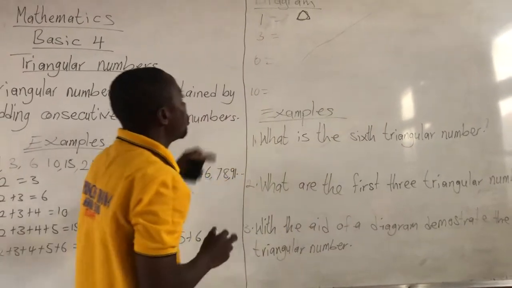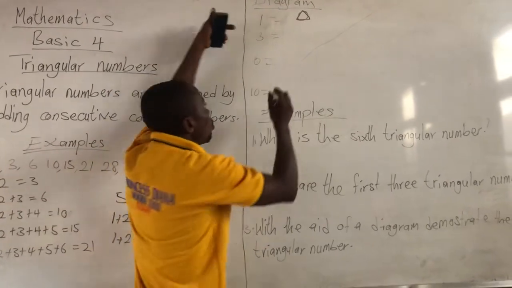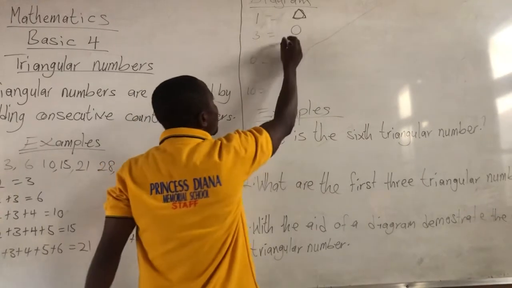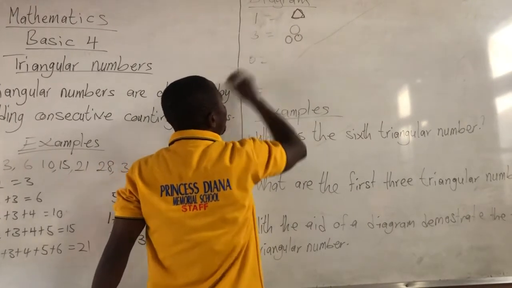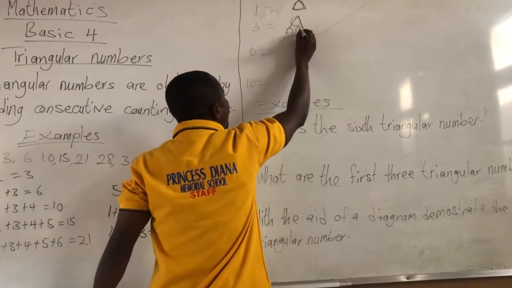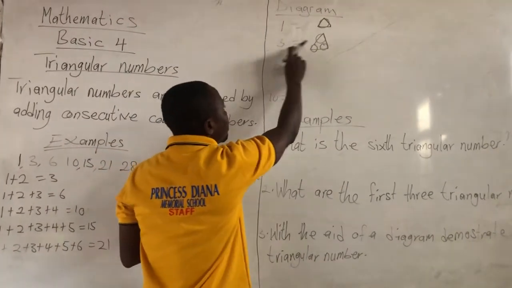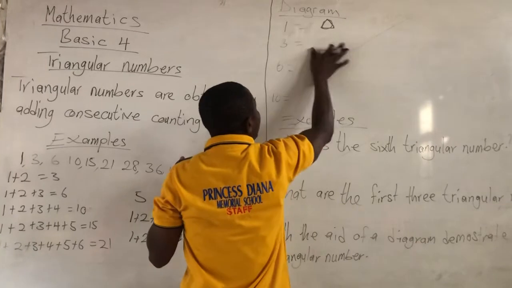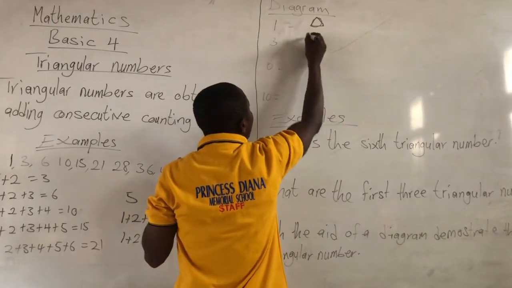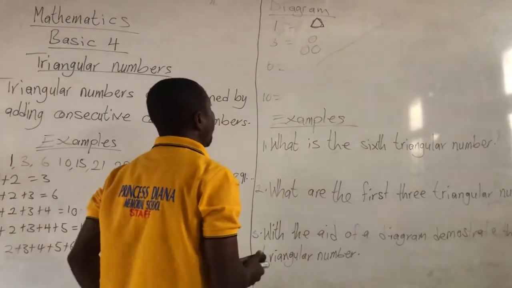The next one: we are adding consecutive counting numbers. The first counting number is 1, so you draw a 1. Then the second one is 2, so 1, 2. You can see it's in the form of a triangle. The second triangular number is 3, because we add consecutive counting numbers from 1 up to 2. That 2 is the second one.